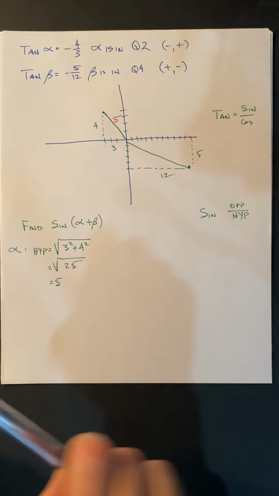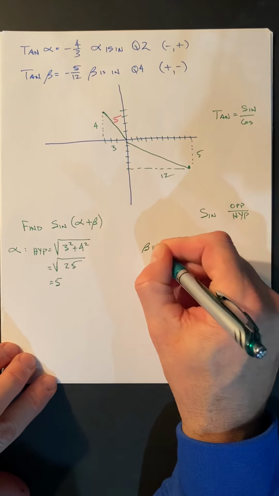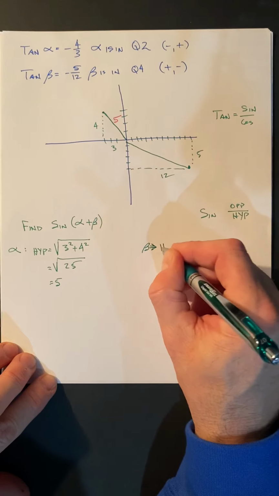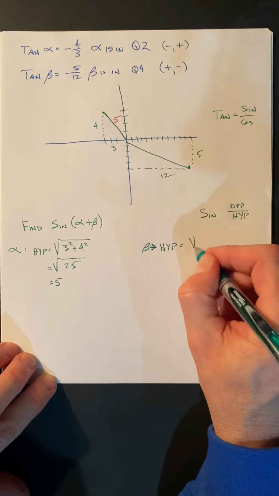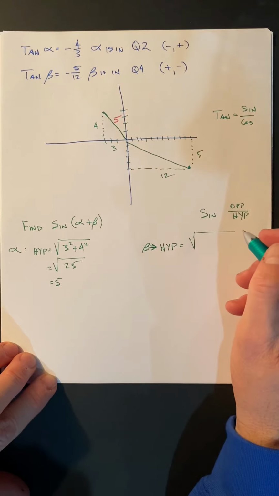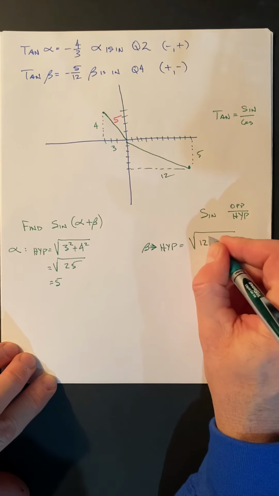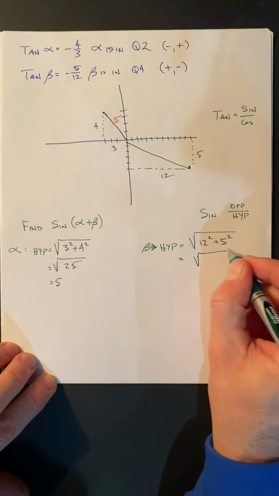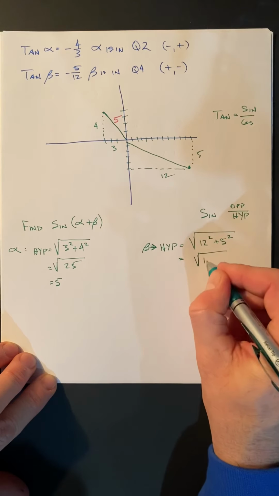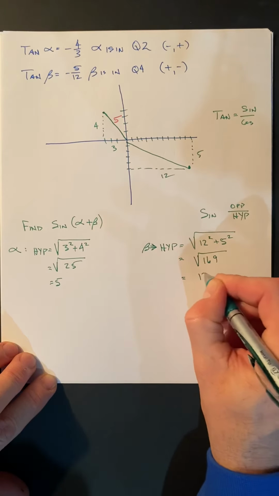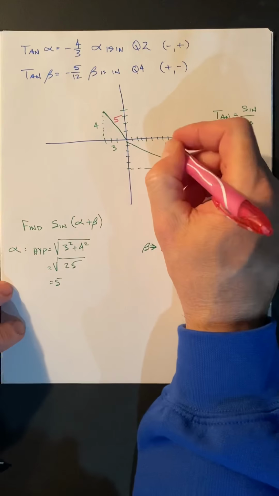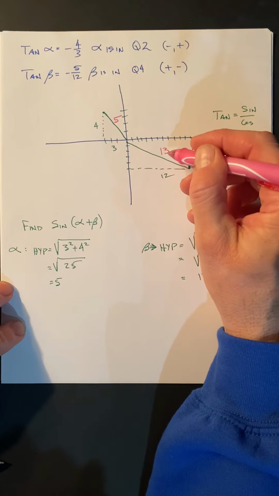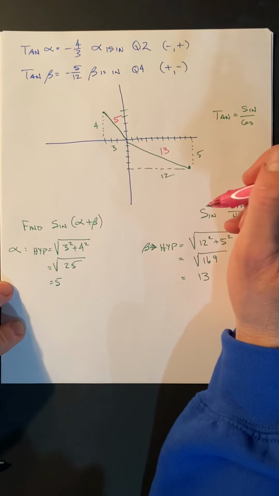Okay? Let's look over here at beta. See what we've got on beta. So the hypotenuse for beta is going to be the square root of the sum of the squares of these sides, right? So I'm going to have 12 squared plus 5 squared, and 144 and 25 is 169. So square root of that is 13. So I now know that my hypotenuse, okay, is 13 units.